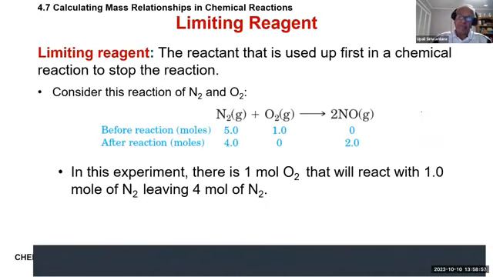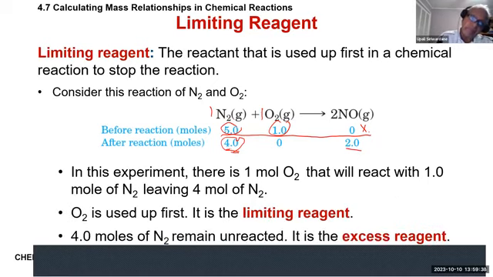Limiting reactant is another idea. When you mix up chemicals, at the beginning there are no products. It depends on the stoichiometric ratio. If you mix up 4 and 5, one limits the reaction, because once the oxygen is consumed, there is going to be leftover excess nitrogen. And the products are limited by oxygen. Oxygen is called the limiting reactant.